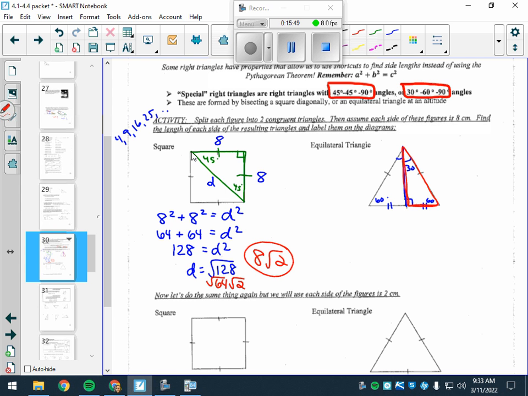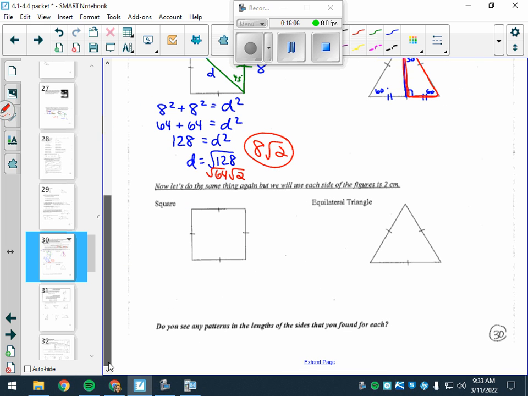So we started with a square. Each side is 8. Cut it in half diagonally. We have a 45, 45, 90 triangle. Two sides are 8. The diagonal, or the hypotenuse, is 8 root 2. So we've got 8, 8, and 8 root 2.